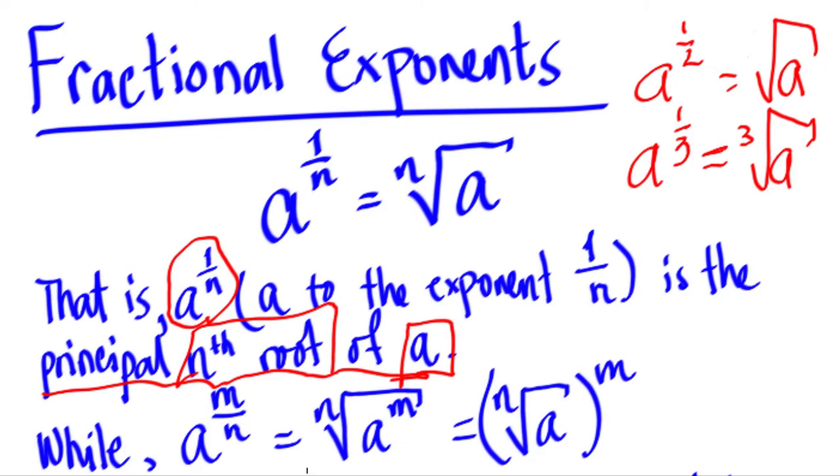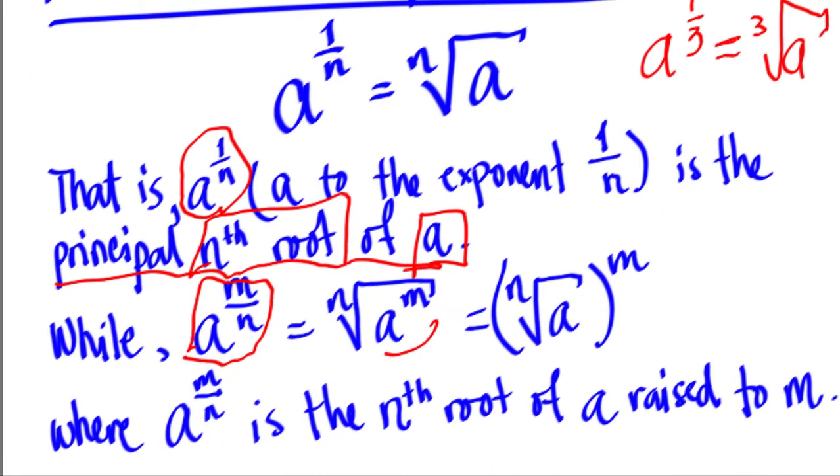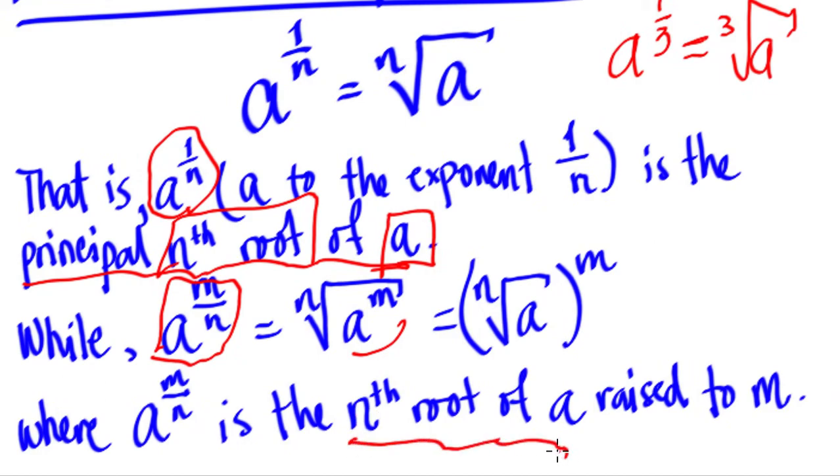While we say that a raised to m over n, as we can see, the numerator is not a 1, but another integer. So a raised to m over n is equal to the nth root of a raised to m, or it can be the nth root of a, raised to m. So where a raised to m is the nth root, the nth root of a here raised to m. Or the other way around, the nth root of a raised to m. Yeah, that's it.